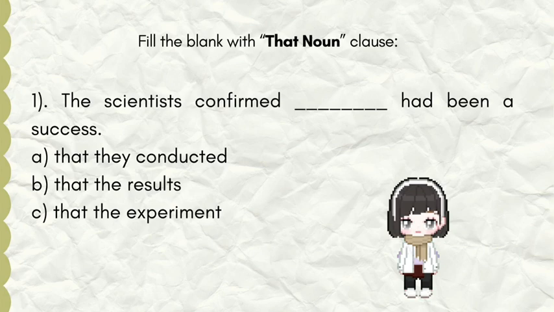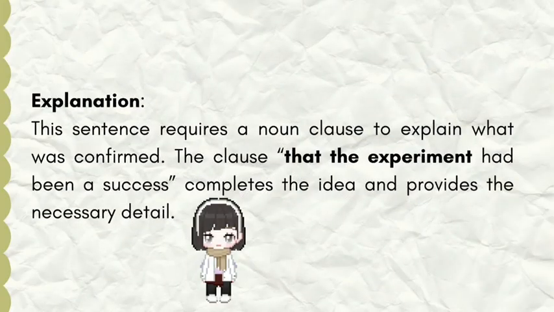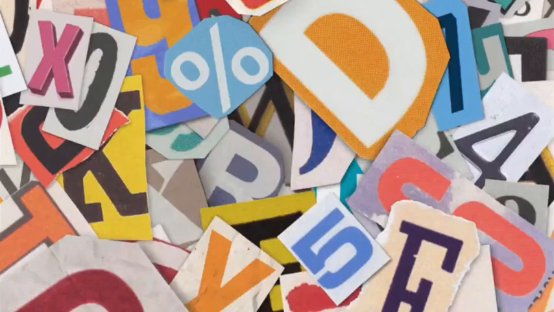Okay, time's up. Congratulations to those who answered C. The answer is that the experiment. Next, the explanation of answer number 1. This sentence requires a noun clause to explain what was confirmed. The clause in answer C, that the experiment had been a success, completes the idea and provides the necessary detail.